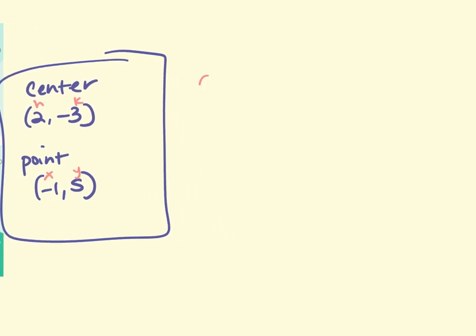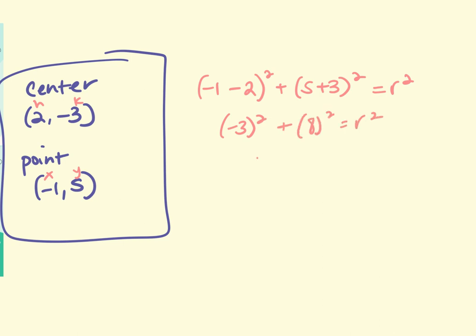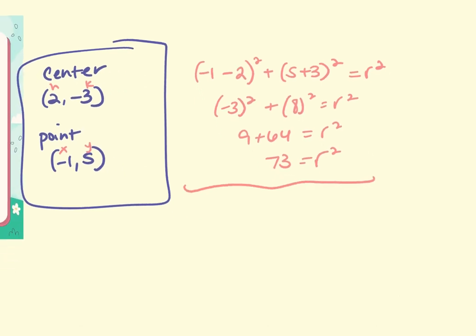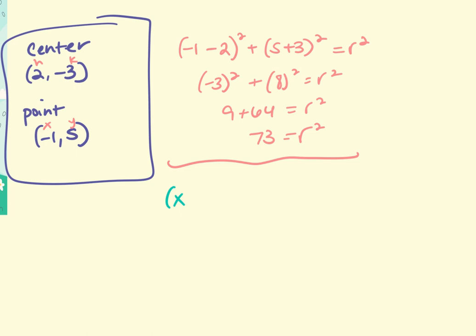So if I did X, which is -1, minus H squared, plus Y, which is 5, minus K, minus a -3 becomes +3, squared equals R squared. I get -3 squared plus 8 squared, 9 plus 64, and R squared is 73. So I can stop there because it didn't ask me for R, it's asking me for the equation, and in the equation I keep it squared. So then I'd get X minus the H, which is 2, squared, plus Y minus a -3 becomes +3, squared, equals the R squared, which is 73.